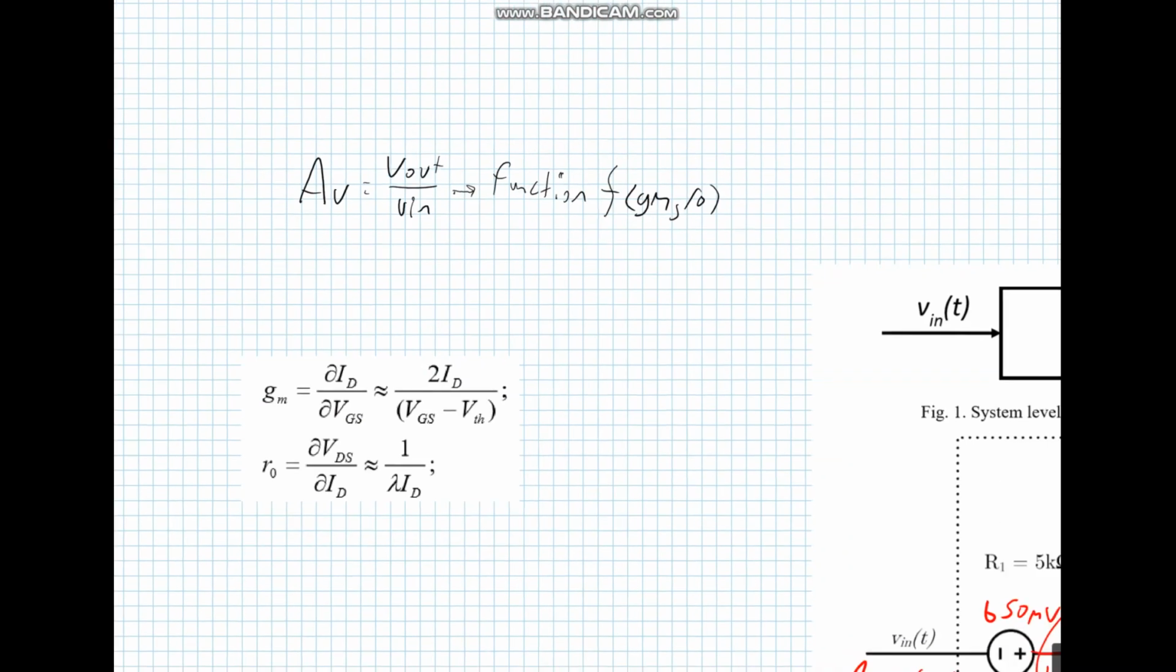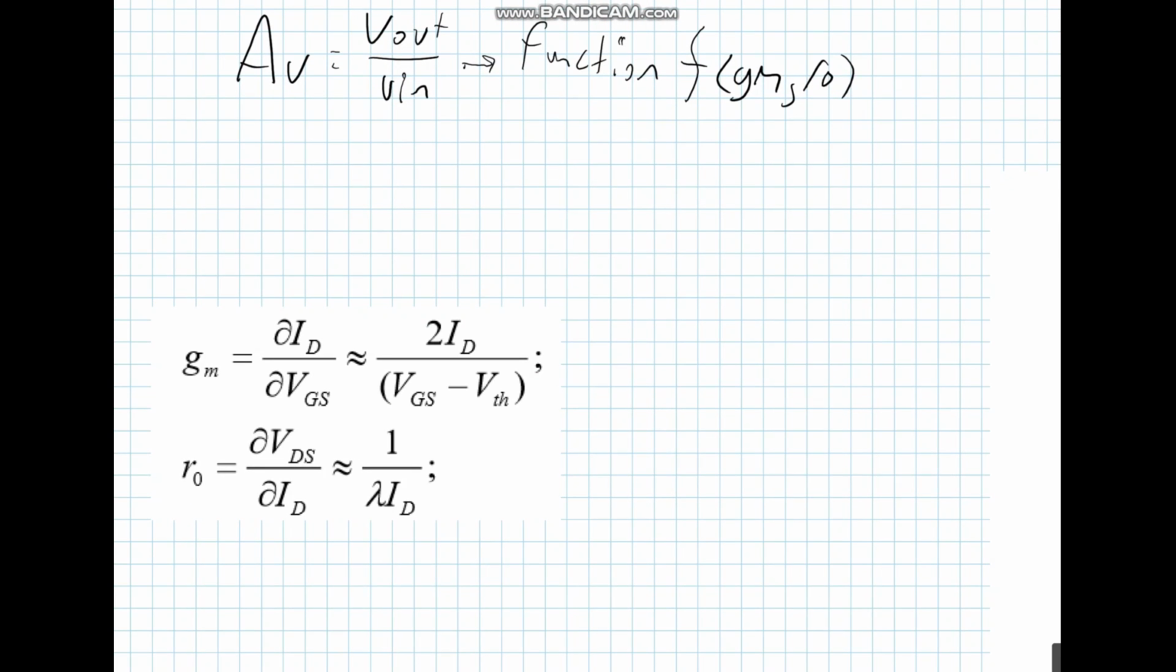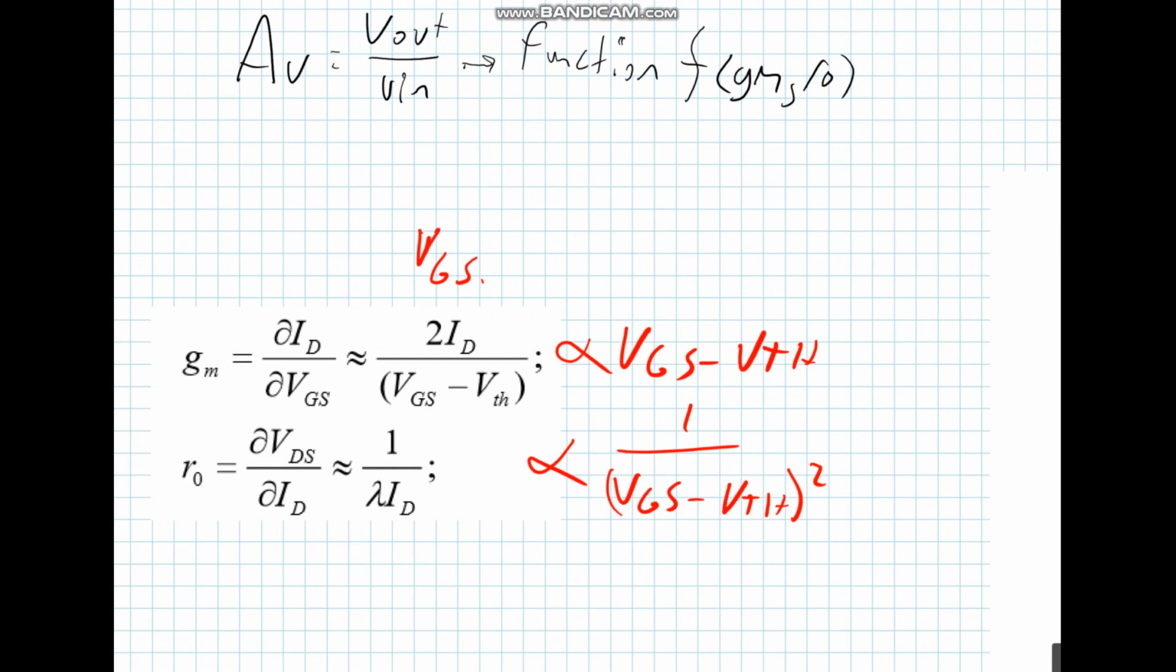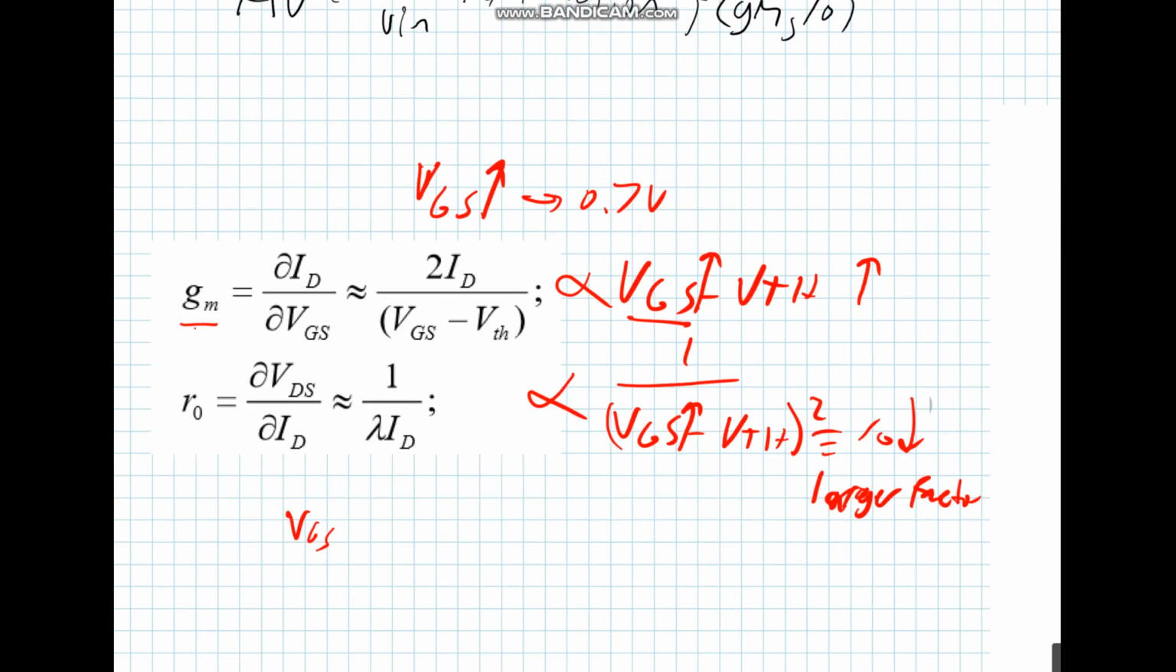We have some simple equations here, and let's note that when we look at the large signal analysis, the transconductance is going to be proportional to VGS minus the threshold voltage. Output resistance, R naught, is going to be proportional to 1 over VGS minus the threshold voltage, squared. When we increase VGS, making it go up to 0.7 volts instead of 0.65, our voltage gain is going to go down.